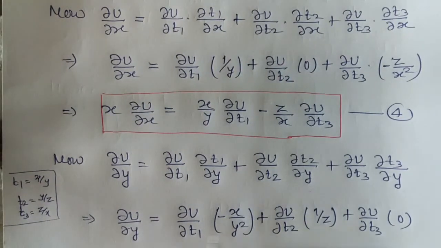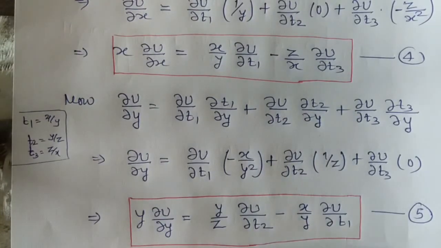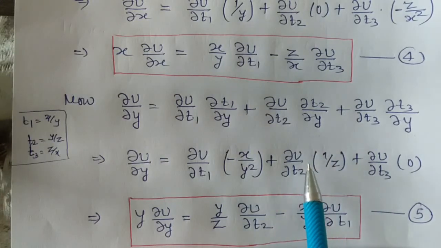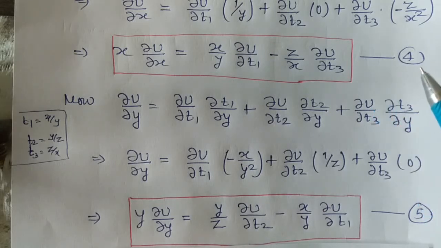Now we multiply this whole expression by y. Then we get y del u by del y is equal to, from here we get y by z into del u by del t2, and from here we get minus x by y into del u by del t1. So this is the value of y into del u by del y. Equation 4 is x del u by del x. Equation 5 is the value of y del u by del y.